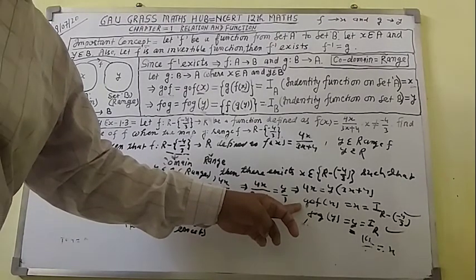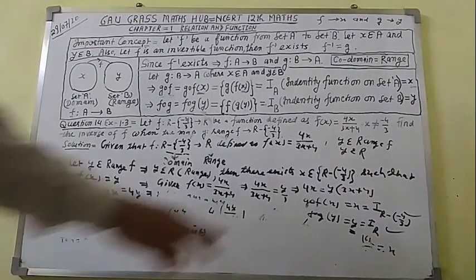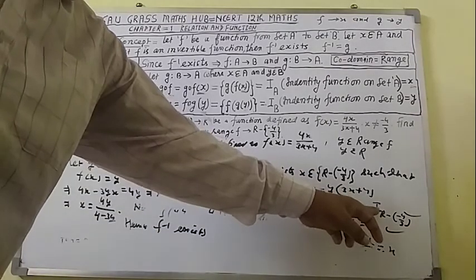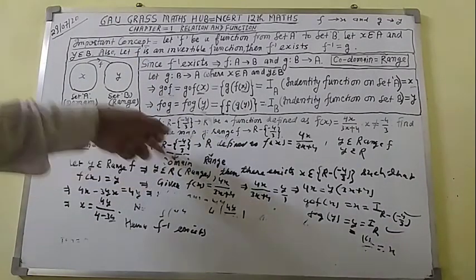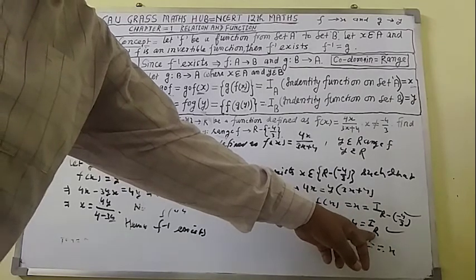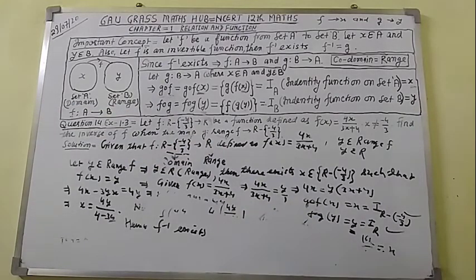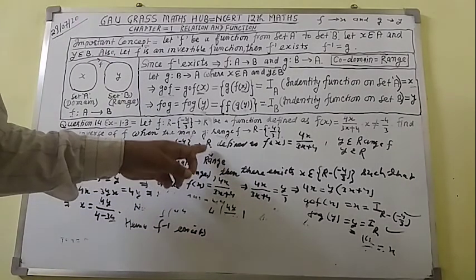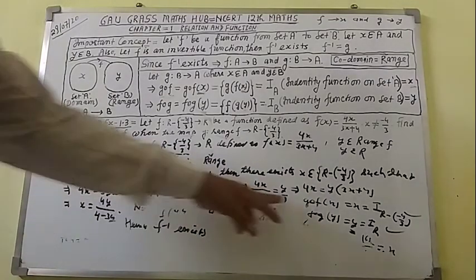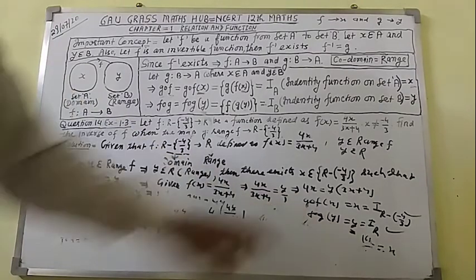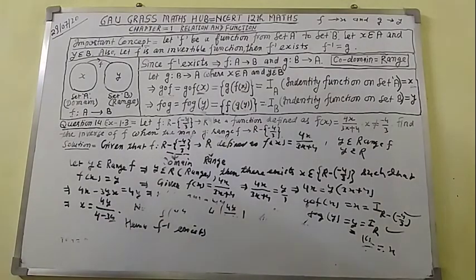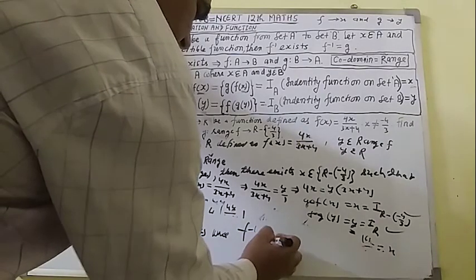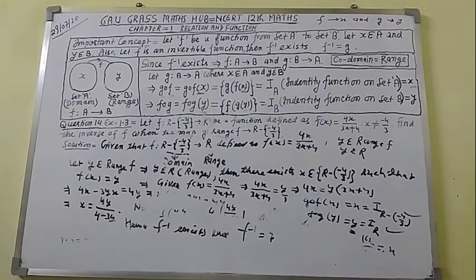g of f gives us x, f of g gives us y, equal to identity function on domain and identity function on range of f, that is capital R, because y belongs to capital R. After writing g of f and f of g, you will write hence f inverse exists and f inverse equal to g. So you have to find the f inverse, f inverse equal to g.